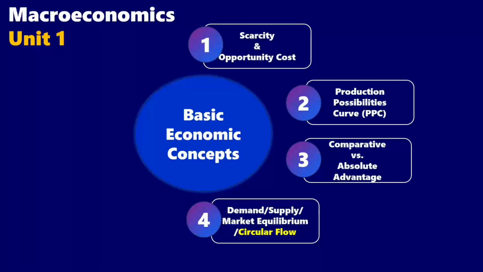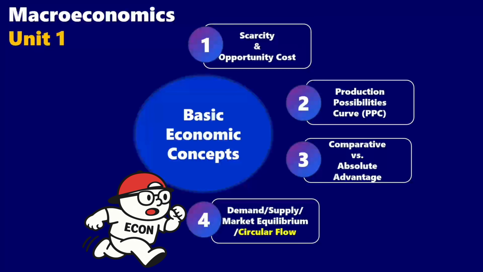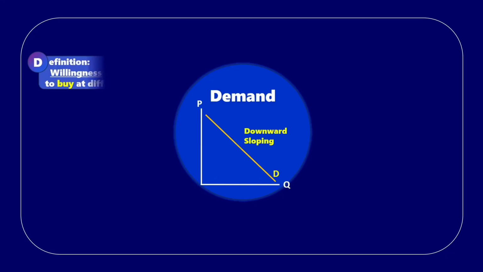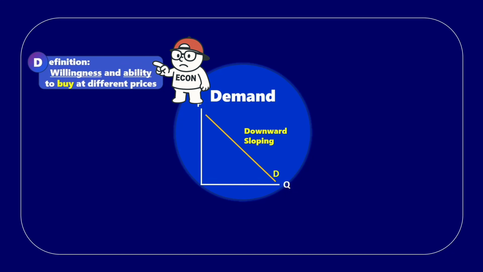Now let's move on to the final topic for this unit, which is demand, supply, market equilibrium, and the circular flow. In economics, demand is not just about wanting something, but demand means the willingness and ability to buy at different prices. On this graph here, the price is on the vertical axis while the quantity is on the horizontal axis, and the demand curve slopes downward.